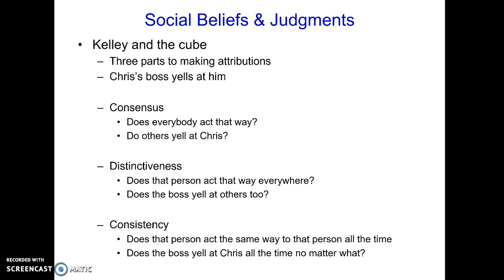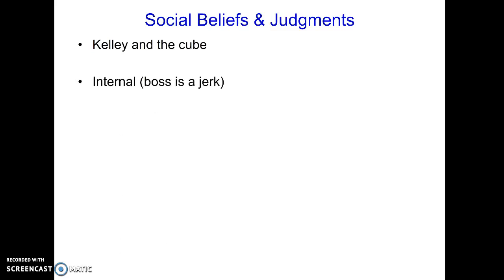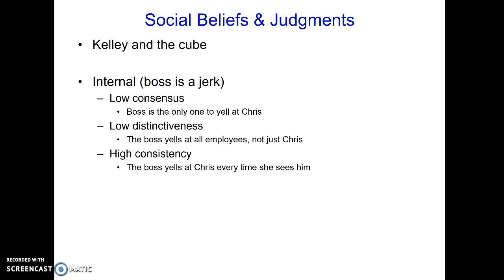So here's what Kelley said. Everything has a high or low, and what you do is you look at the pattern of highs and lows together. What Kelley came up with in his cube was that if you're going to make an internal attribution about Kathy Kane, so the boss is a jerk, you need this combination: low, low, high. If it's low, low, high, let's work through what that means.